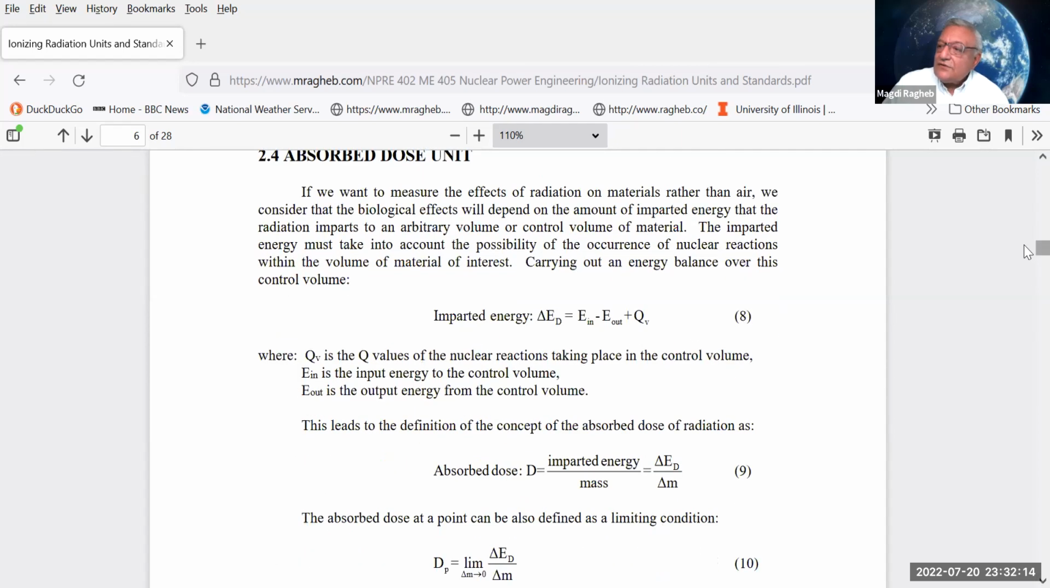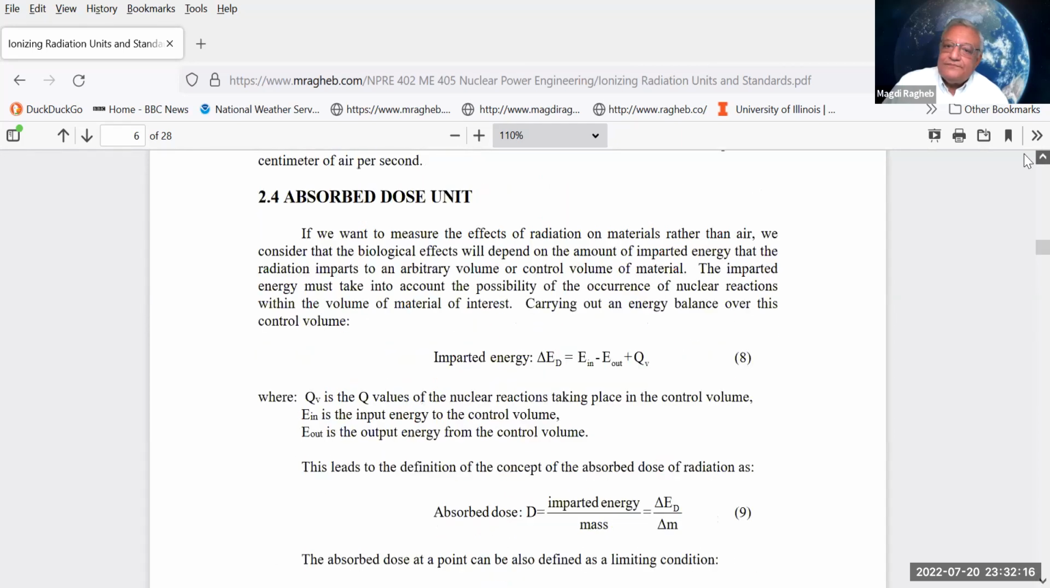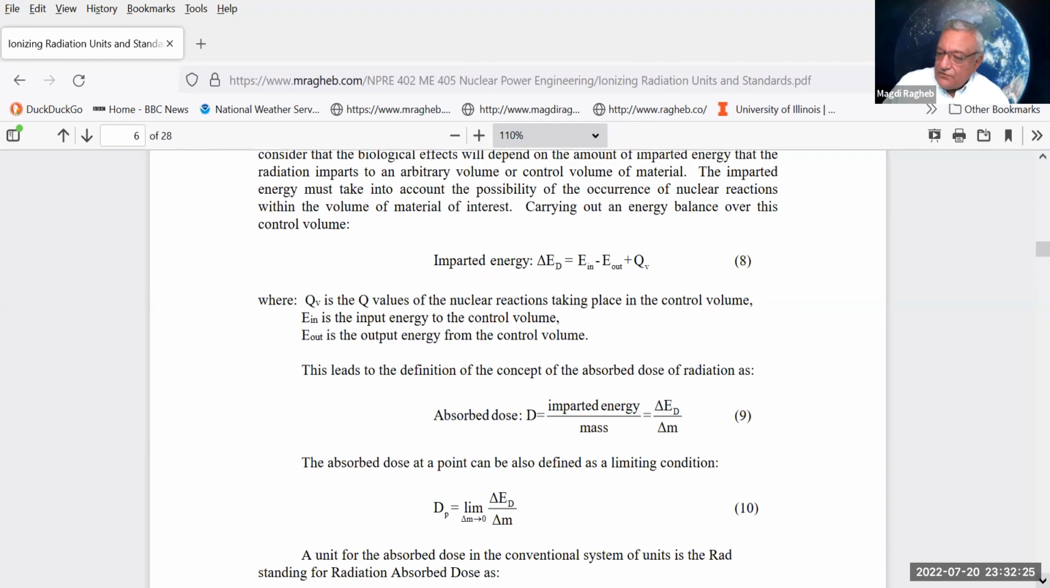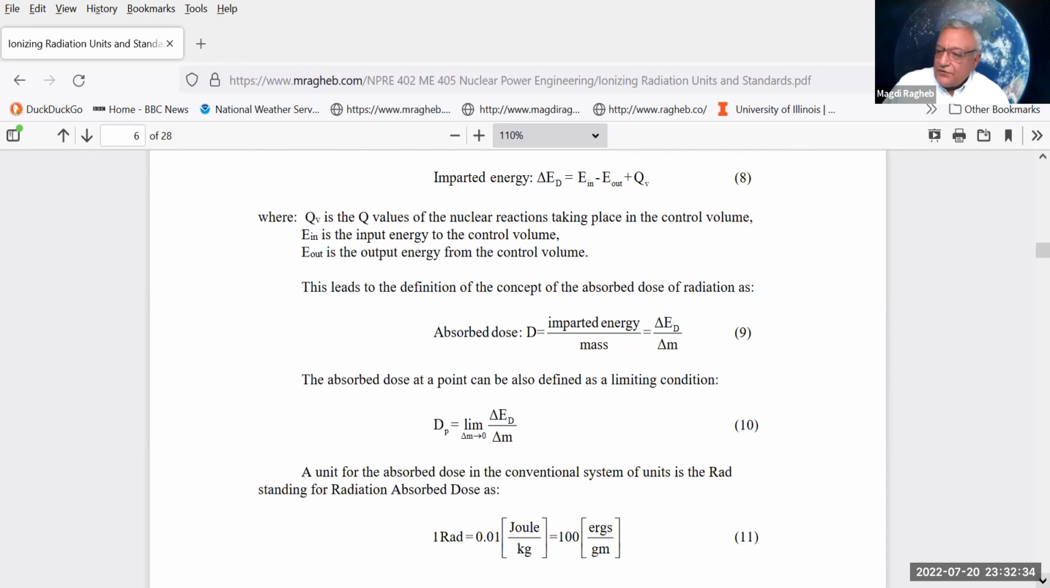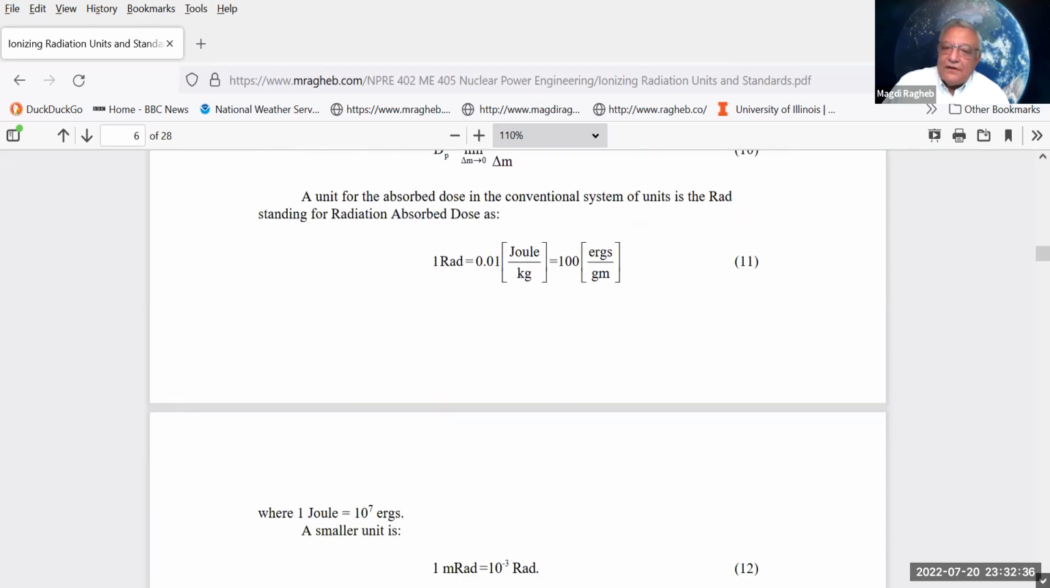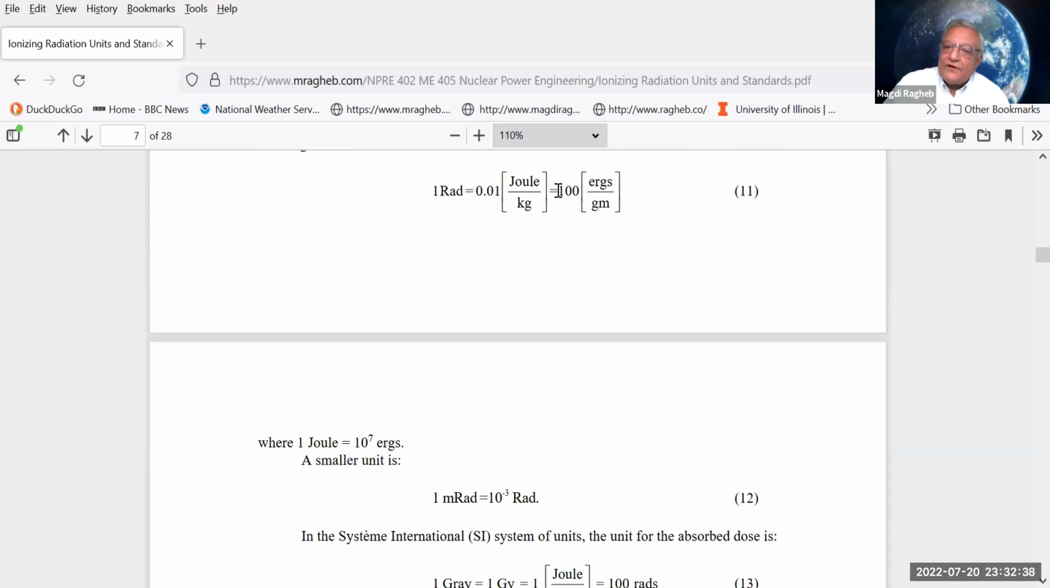We already dealt with the absorbed dose unit, which we designated as RAD, the radiation absorbed dose, when we dealt with the preservation of food by radiation chapter, as well as the sterilization of medical products. We defined the RAD as the radiation absorbed dose of the absorption in any material. I repeat here, any material of 100 ergs per gram.